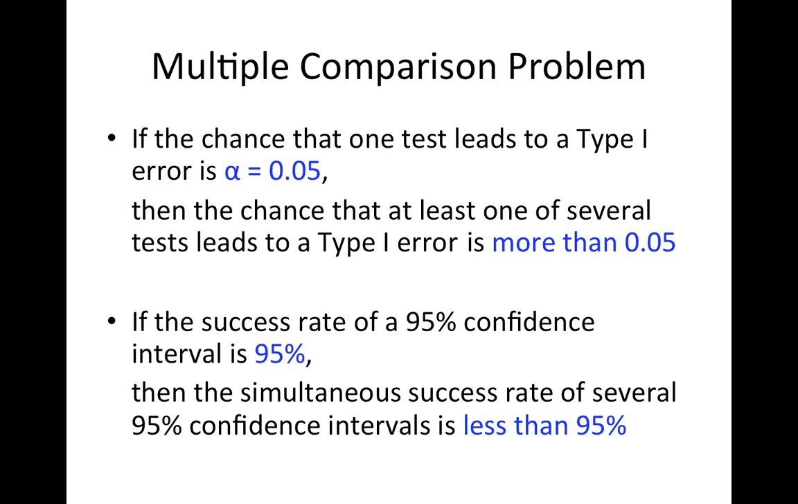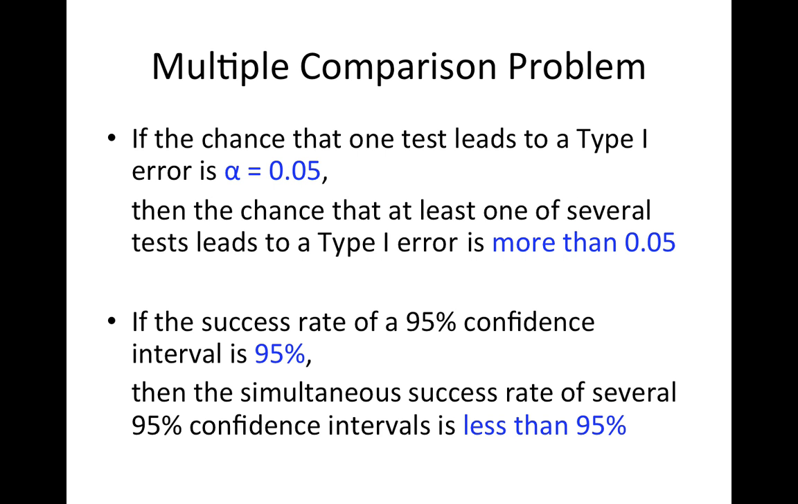Now my friend does a different test on a totally different topic, and her test also has a 5% probability of making this type of error. And then another friend does another test on a different data set, and the probability that she makes this type of error is 5%. If you put all three of us together, the probability that at least one of us made a mistake is higher than 5%. If I have several tests, the probability I make at least one mistake is higher than 5%.